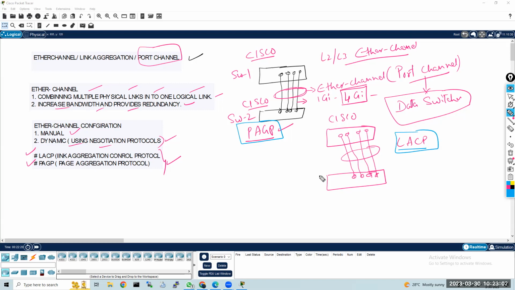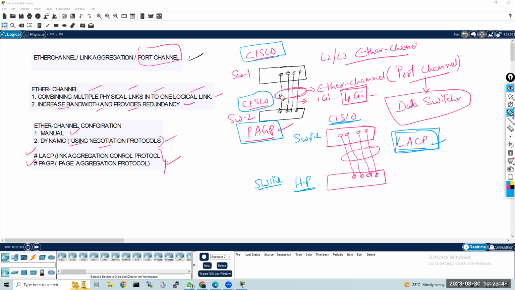LACP we are using, for example, when one side is Cisco and the other side is maybe HP. That means multiple-brand switches use LACP. For example, in your company one device is a Cisco switch and the other device is an HP switch. Both are switches, but they are different brands. In that scenario we use LACP.